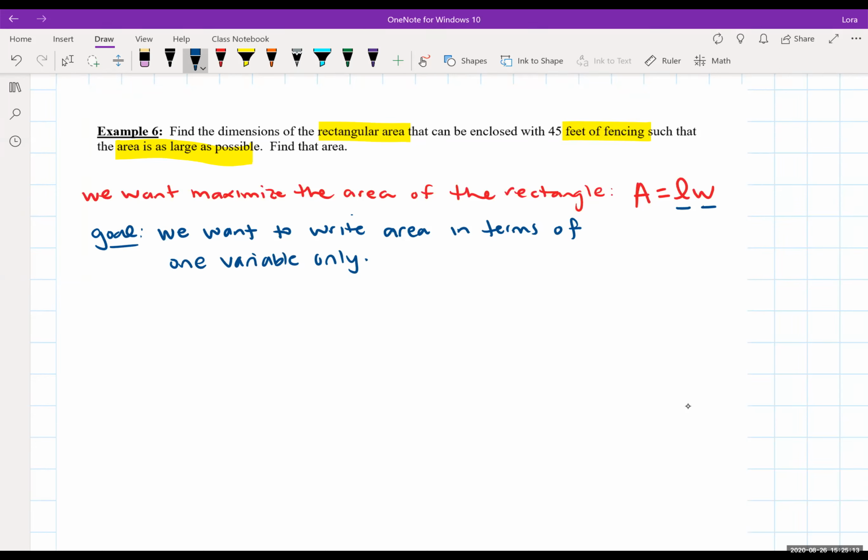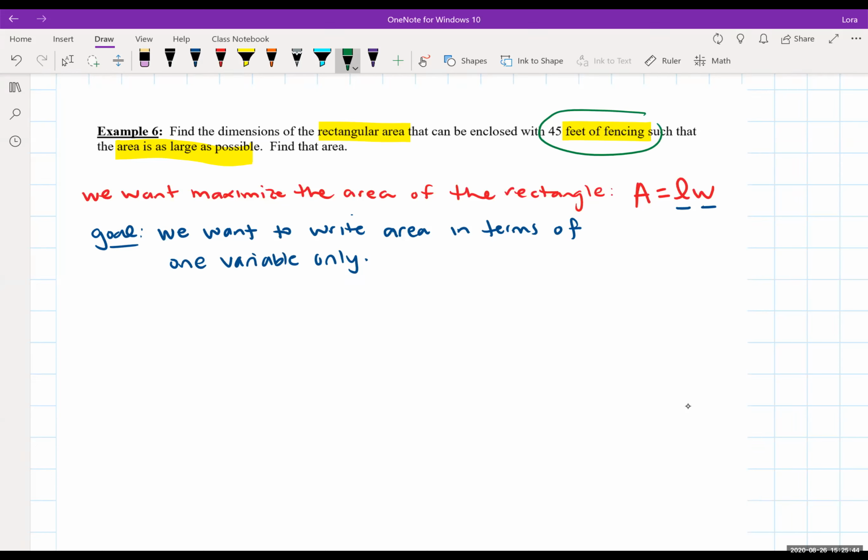So in order for us to do this, we have to use the other pieces of information in the problem. And so when I'm kind of reading it, it's very short and it's tricky. Find the dimensions of the rectangular area. Well, that doesn't help us, other than we already have the area formula. That can be enclosed with 45 feet of fencing such that the area is as large as possible. Okay, 45 feet of fencing. That's the other piece we have not used yet.